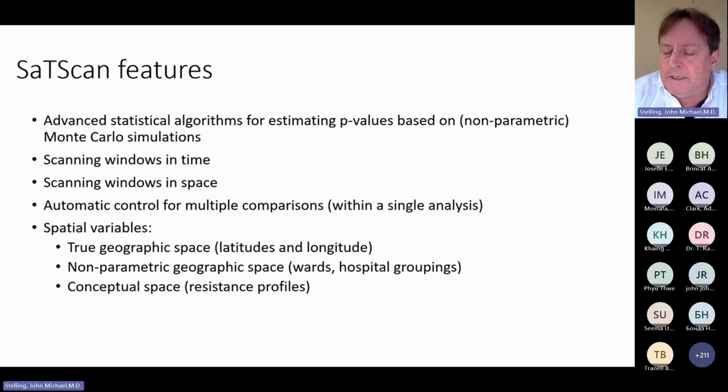makes more sense. We group them by patient transfer patterns. These hospitals belong to the same network. These hospitals are relatively close, but we don't have to say how many miles or how many kilometers. SaTScan also permits sort of conceptual space, and resistance profiles is an example that we will talk about later.